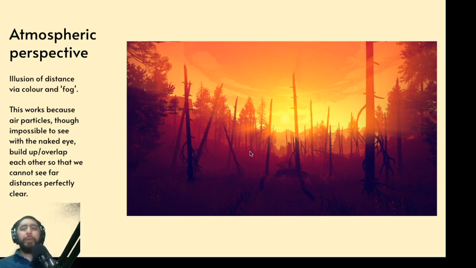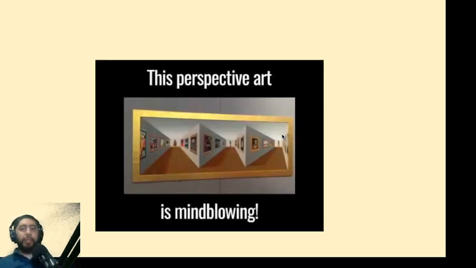Atmospheric perspective. This is more of a visual perspective than a scientific vanishing points perspective, or mathematical, I should say. This happens because of distance, especially on foggy days, because there's a lot of air particles that build up over distance, and the further you are, the more air particles are in front of you. So that's why it's easier to see clearly in front of here and harder back there. Okay, check that out on your own.